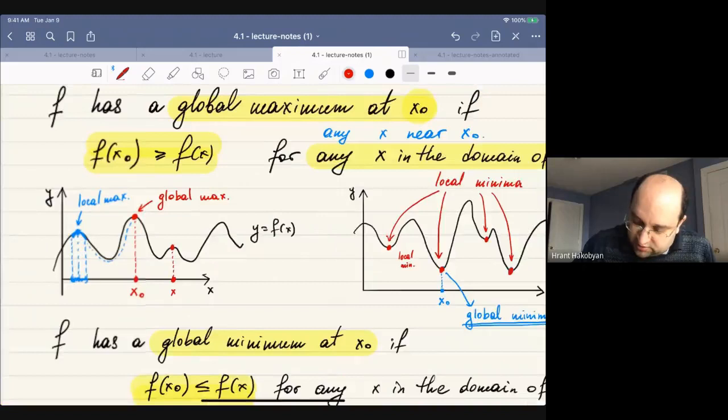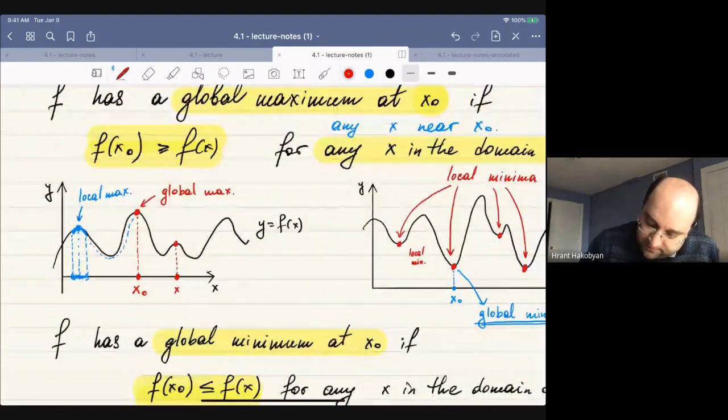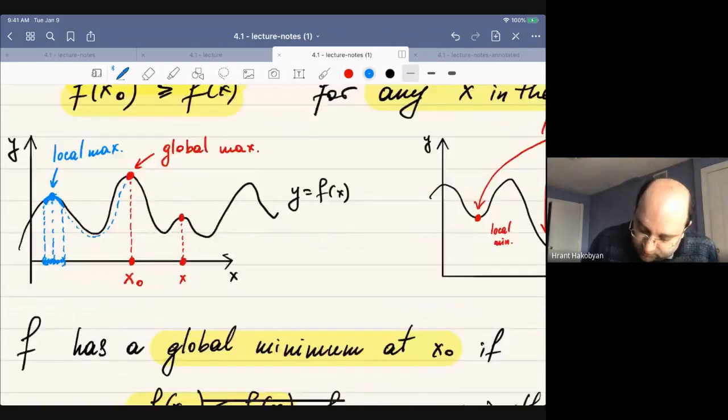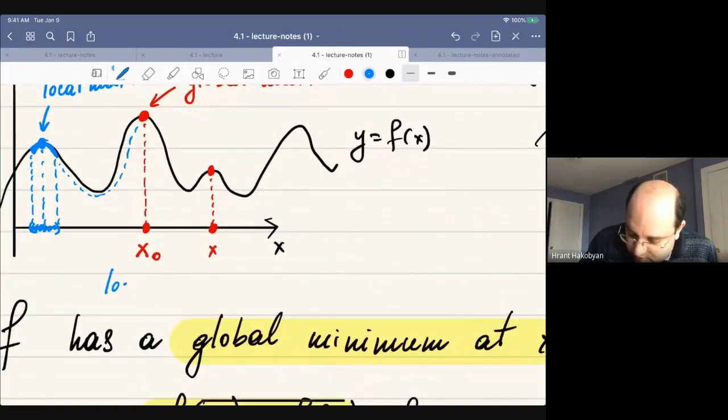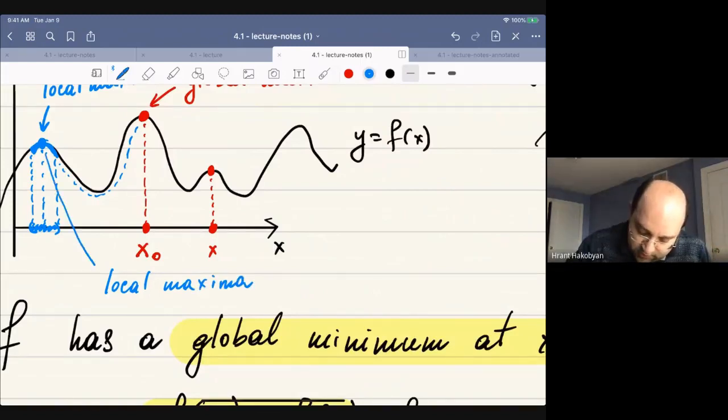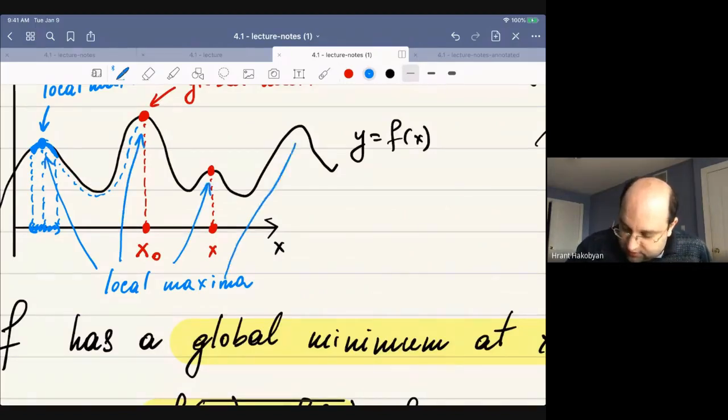And here the local maxima, so let me just write it here. So what are the local maxima? Well, that's this point here, this point here, this point here, and this point here. So there's all these local maxima and local minima.